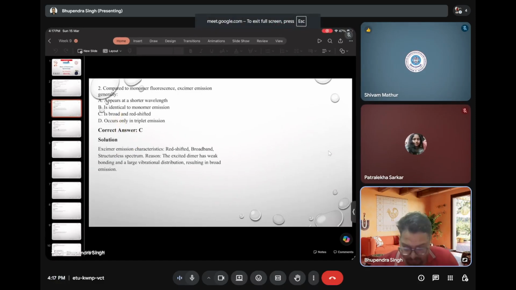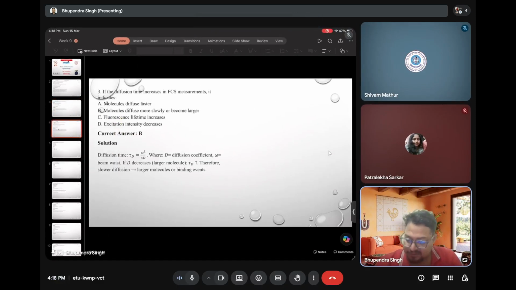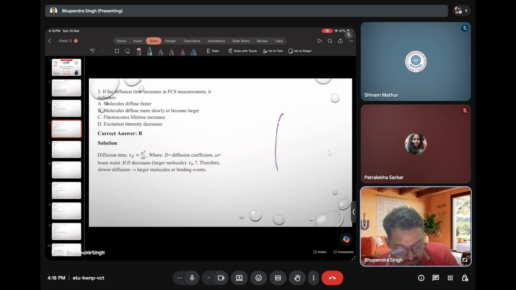Okay, both of you are fine. So I am moving forward to the next question. The next question is, if the diffusion time decreases in FCS, meaning tau d, what does it indicate? Molecules diffuse faster? Molecules diffuse more slowly or become larger? Because diffusion time has increased, which means that in this observation volume I have shown, the molecule is residing for a longer time.